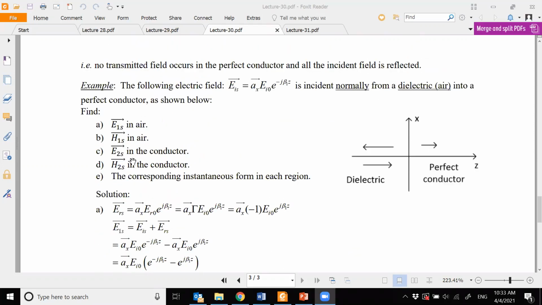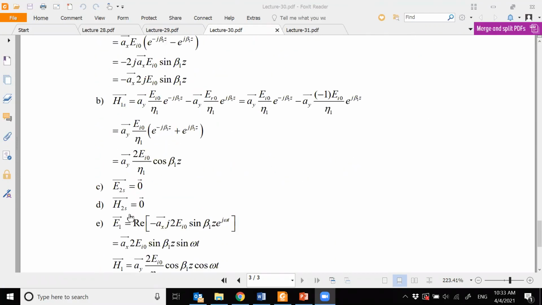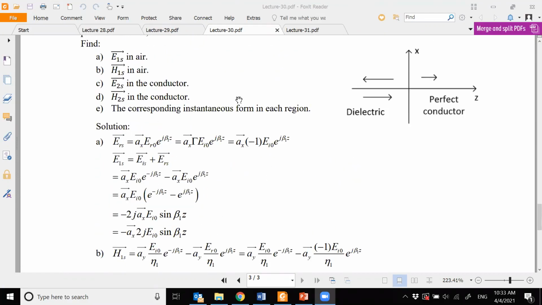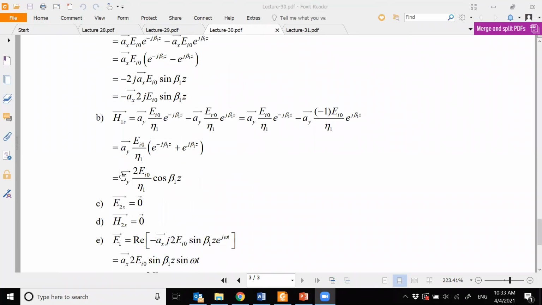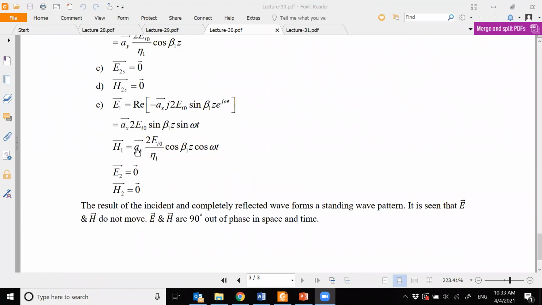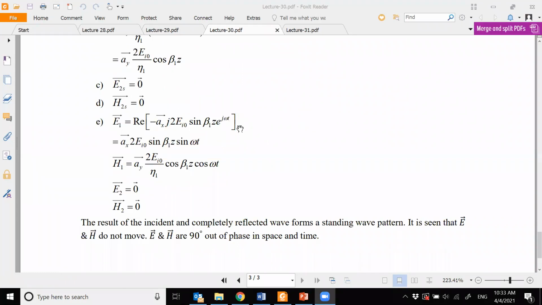Then, what is the total field in the conductor? We know it. They are 0. Now we need to find the instantaneous form. So let's find the instantaneous form of this and of this. The instantaneous form of E1 is the real part of this, which will be AX 2 EI0 sine beta 1 Z sine omega t, because J is there, that's why sine omega t. And H1 is cos of beta 1 Z cos omega t.